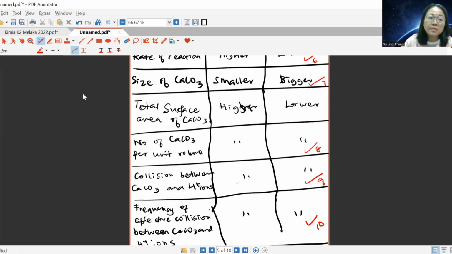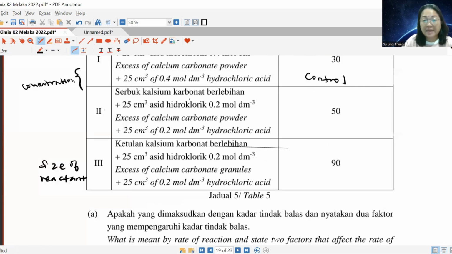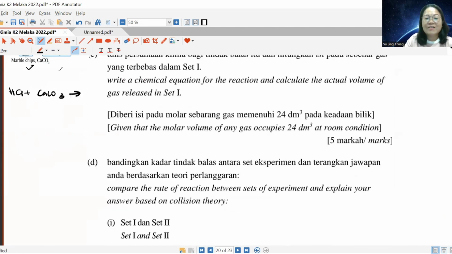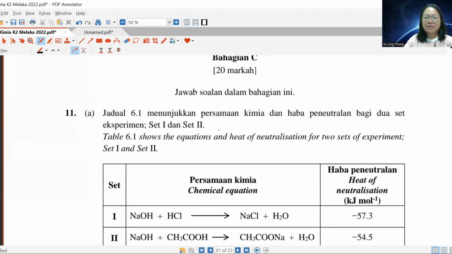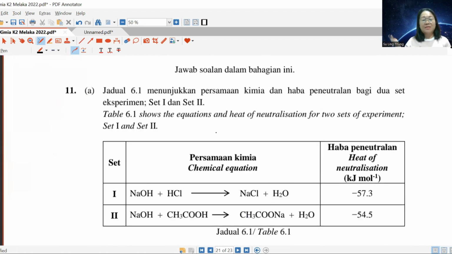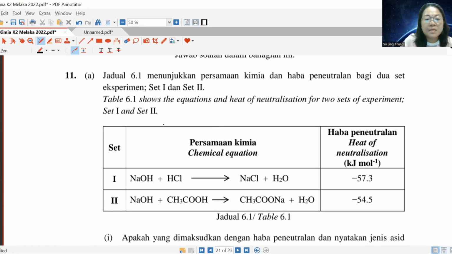Okay, so that is for question 10. That's it for question 10. We are done with another 20 marks. You see how fast it can go. Is it as simple as that possible? So let's look at the final question, question 11.